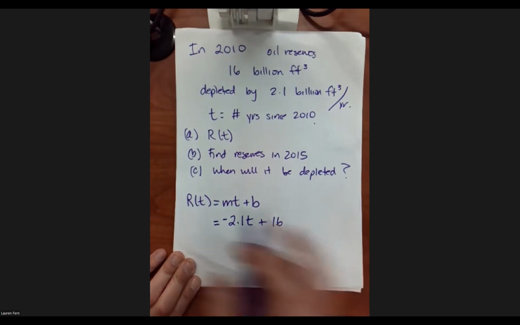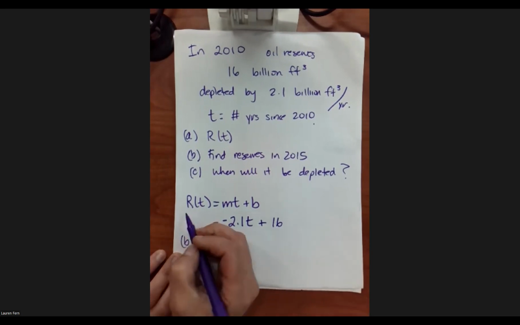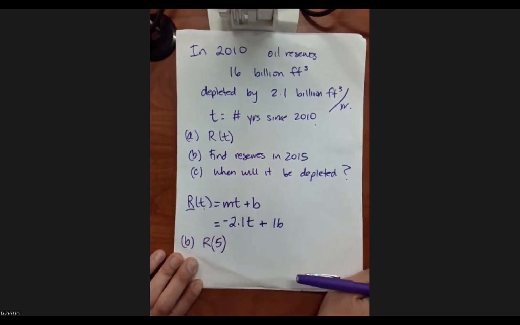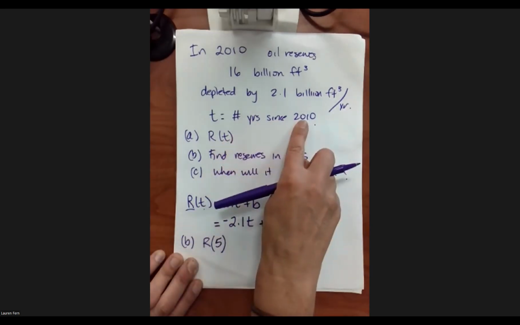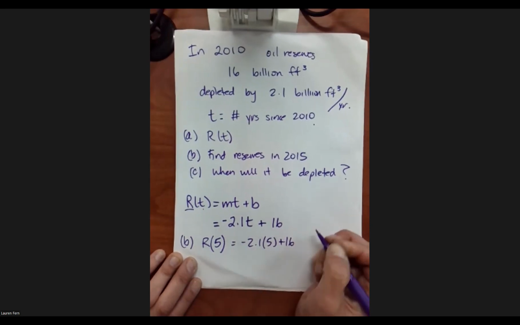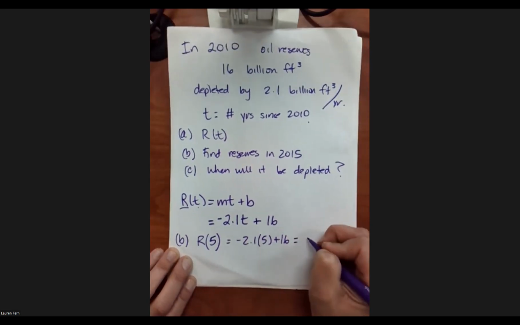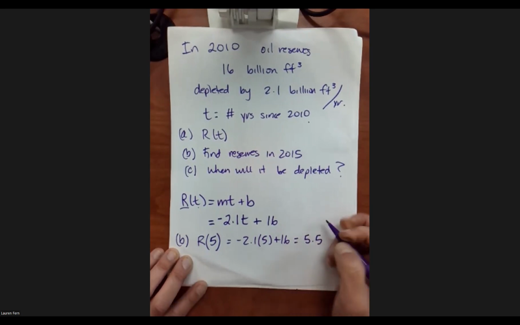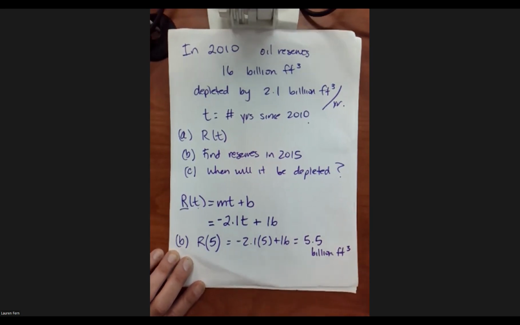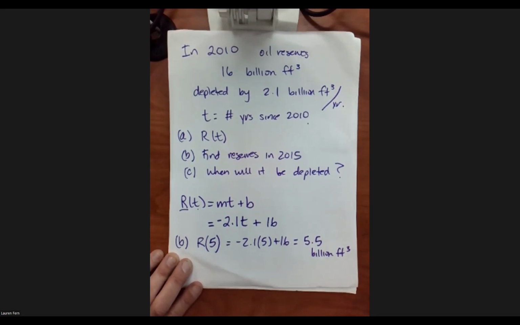Okay. So what if I want to find the reserves in 2015? Well, again, I'm looking for the reserves. I need to figure out what is my T value I'm plugging in. And it is 5, right? Because again, T is the number of years since 2010, and we are 5 years later. And if you do this computation, you're going to get 5.5 billion cubic feet. Notice it makes sense that it's decreased because we're using it up.